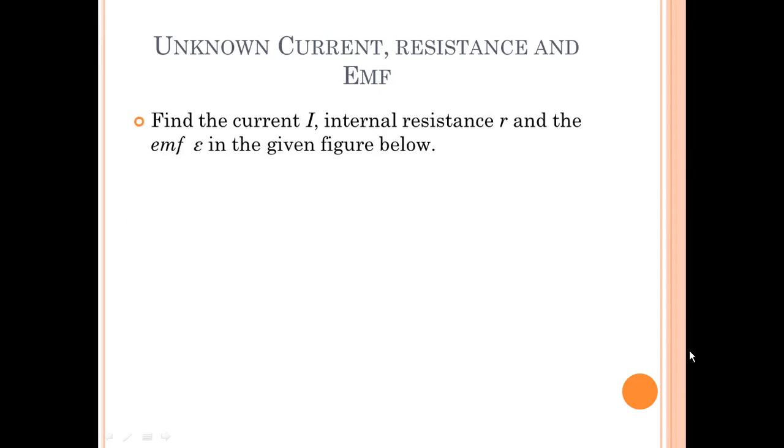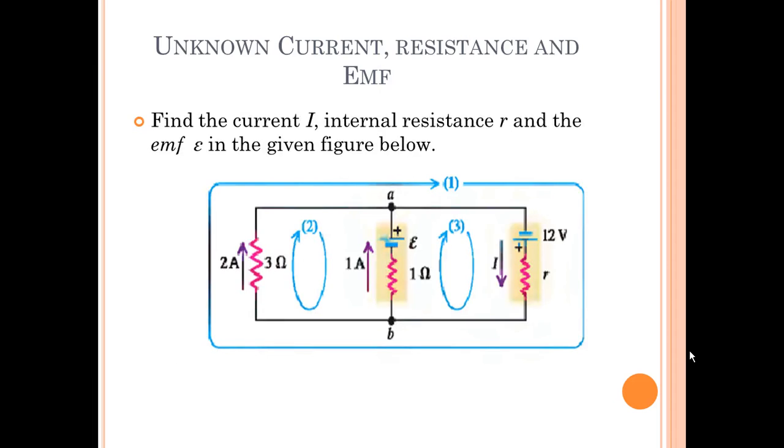To continue, find the current I, the internal resistance R, and the EMF in the given figure below. I will not be presenting to you the solution for this problem, but I'll just be presenting to you the idea. The idea here, in order for you to compute for what is missing, the current I, the resistance R, and the EMF E, is to apply the same technique that was presented earlier in the first problem individually for all the present loops in the given problem.